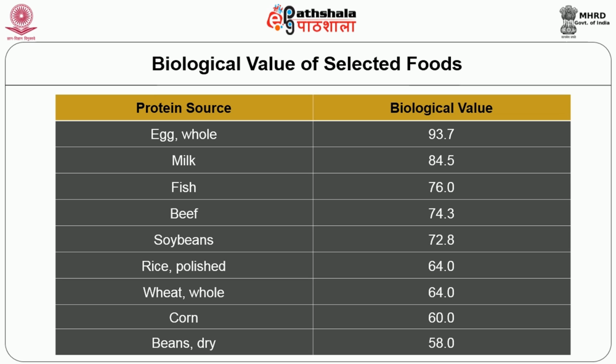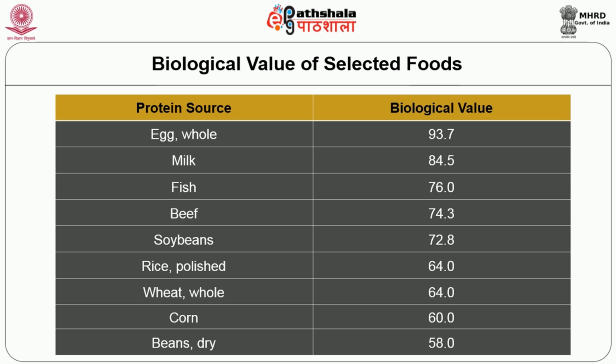So, the biological value of selected foods: if we look, particularly, whole egg has the highest biological value, which is almost 100, that is 93.7, whereas milk protein, that is casein which I have just mentioned, and even the whey protein also present in the milk, has a biological value of 84.5. Fish protein, fish is also a very good source of protein, has a biological value of 76.